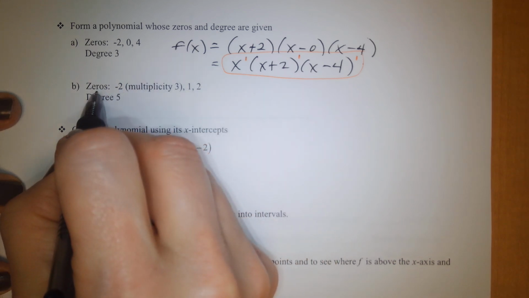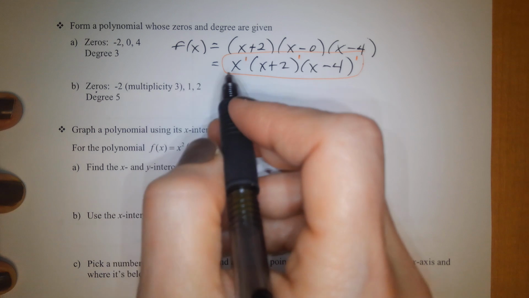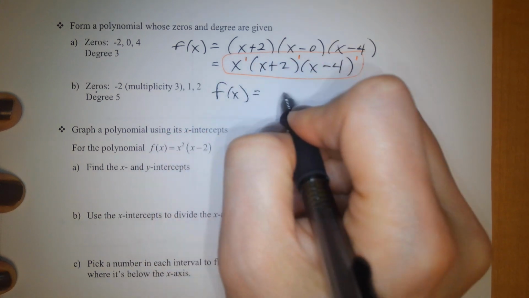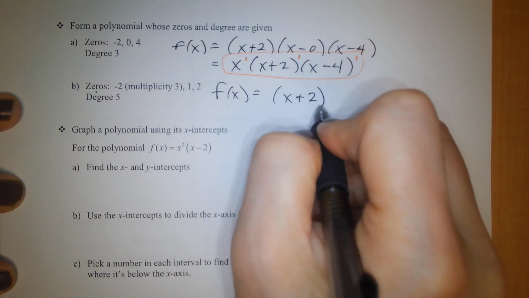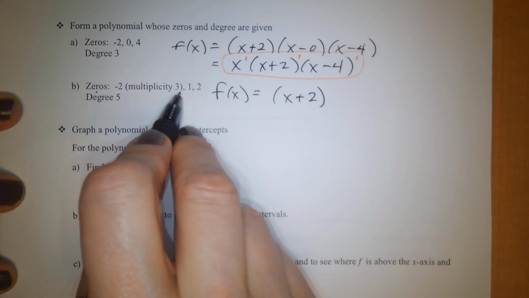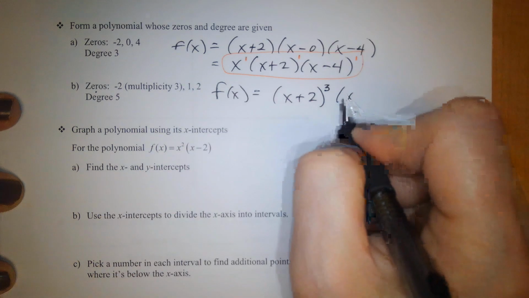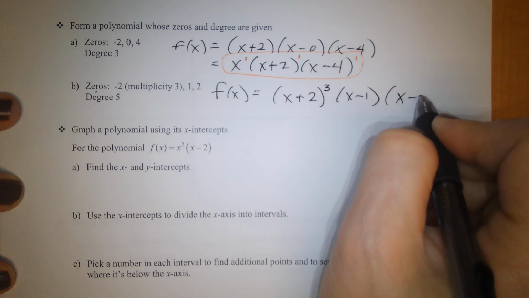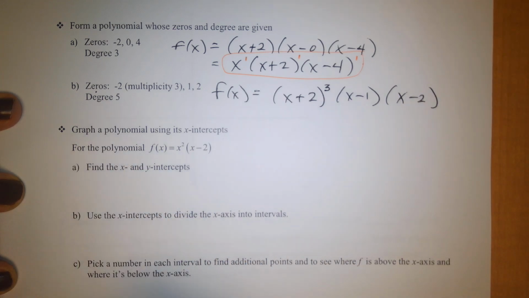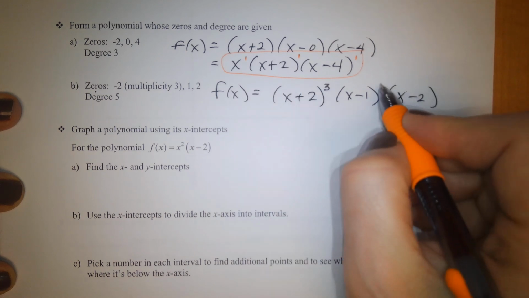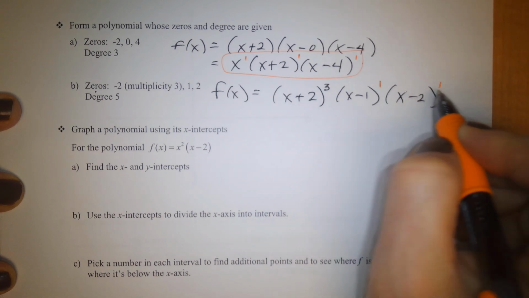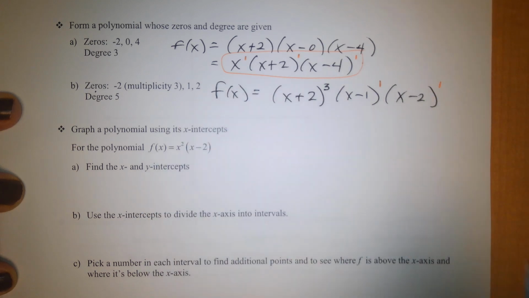What if I have a polynomial that has zeros at -2, but it has a multiplicity of 3. So that means it has a multiplicity of 3. It also has a 0 at 1 and at 2. If the total degree is 5, I have that because I have 3 x's here, 1 more plus 1 more makes a total degree of 5.